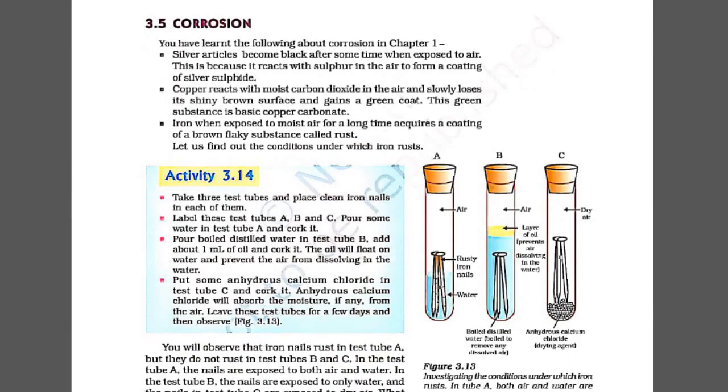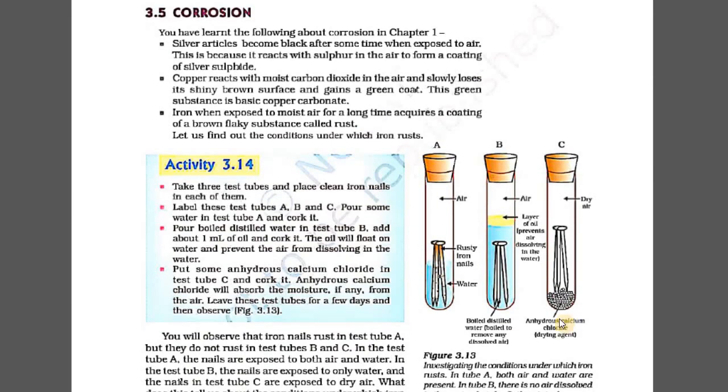This is the part of NCERT which you will find in your books. There is an activity just to prove what conditions are required for the rusting process to happen. In this case you will find that iron rusted because there was the presence of water and air. In this case there was no presence of air, because a layer of oil did not allow the iron metal to come in contact with the air. So there was no corrosion in this case.